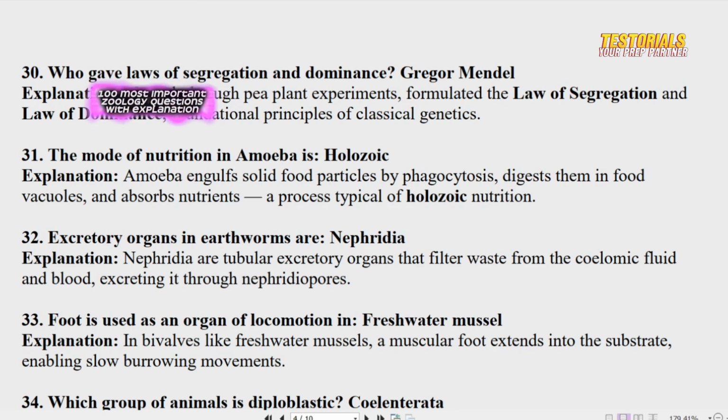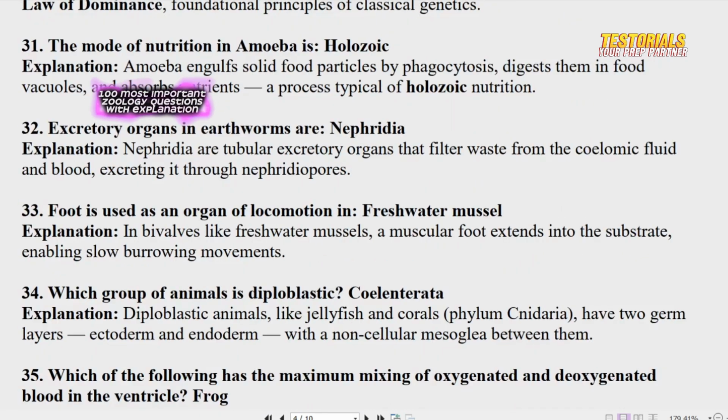30. Who gave laws of segregation and dominance? Gregor Mendel. Explanation: Mendel, through pea plant experiments, formulated the law of segregation and law of dominance, foundational principles of classical genetics. 31. The mode of nutrition in amoeba is holozoic. Explanation: Amoeba engulfs solid food particles by phagocytosis, digests them in food vacuoles, and absorbs nutrients, a process typical of holozoic nutrition. 32. Excretory organs in earthworms are nephridia. Explanation: Nephridia are tubular excretory organs that filter waste from the coelomic fluid and blood, excreting it through nephridiopores.